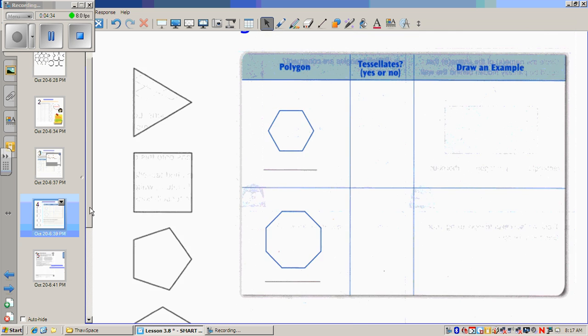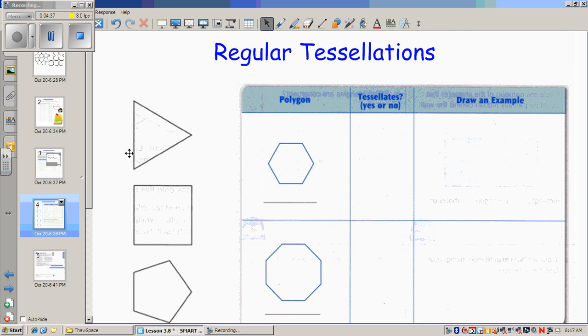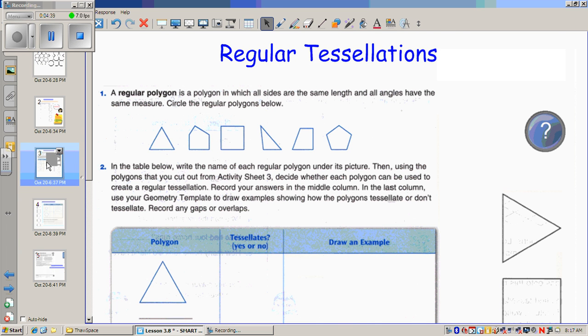Now remember, you're just answering the first 2 columns as to what you need to do. So you don't have to answer anything besides the name of the polygon and if you think it tessellates or not. So if I were going to do the first one here, I would write equilateral triangle on it. So I would make sure that I have that. And you can even write EQ if you want, then I'll know that's an equilateral triangle.